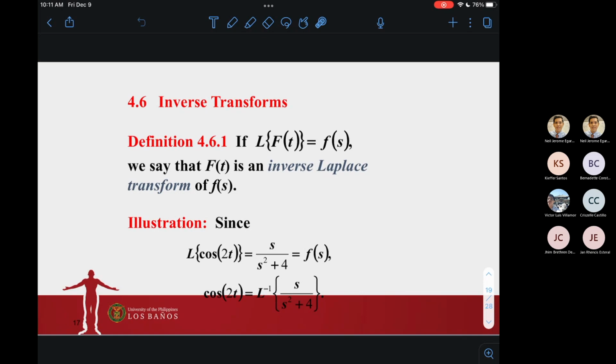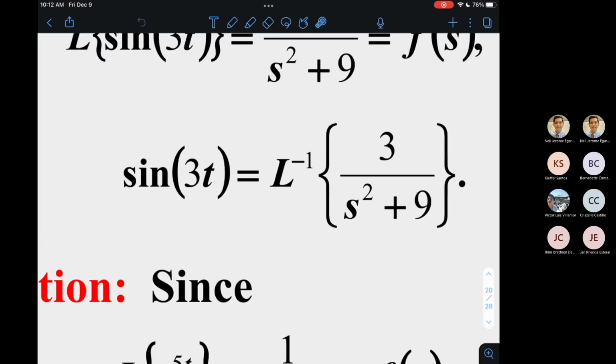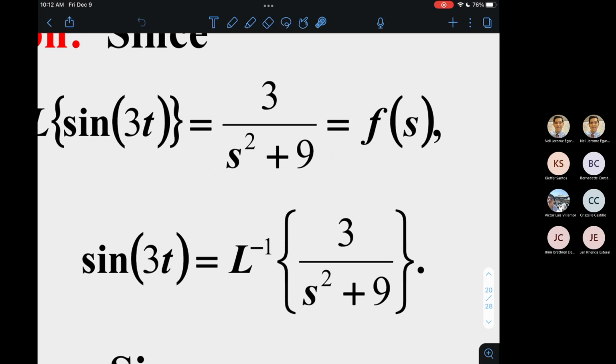I hope that's clear. Medyo nakakalito ito sa simula kasi nga nasanay tayo na function t ilalaplace transform. Ngayon baligtad, given sa atin yung function in S, kukunin natin yung inverse Laplace transform. Okay. Some more examples. So what's the Laplace transform of 3 over s squared plus 9?